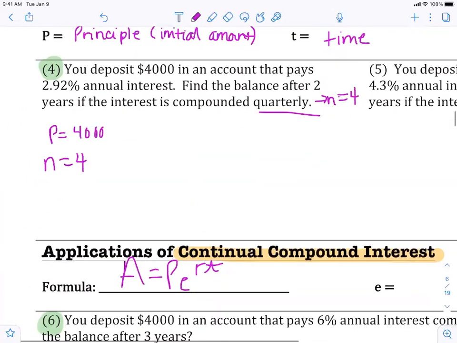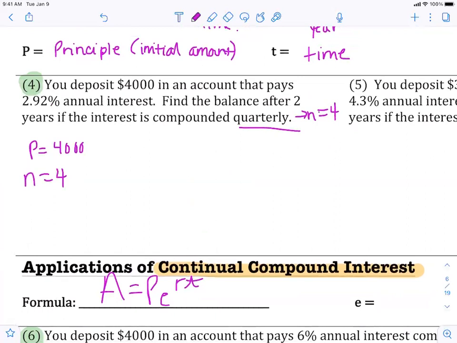Okay. So for all of those pieces, we are going to find everything else. Our R in this case, we know our rate. It says it's 2.92%. So as a decimal, that's 0.0292. And obviously, we're looking at our time. We're saying we want to know what's happening after 2 years. So 2 is going to be our time. So all we really have to do is go ahead and plug this all in.